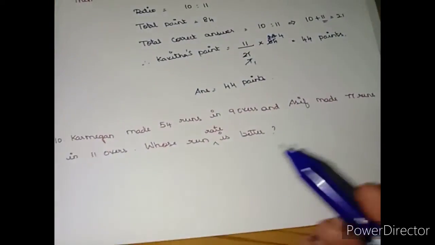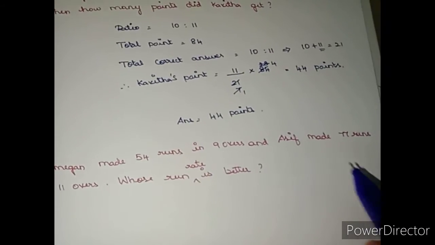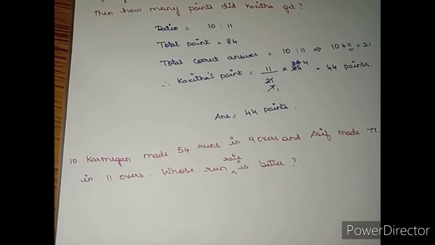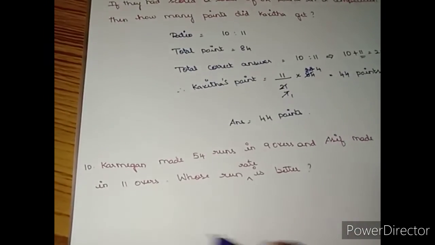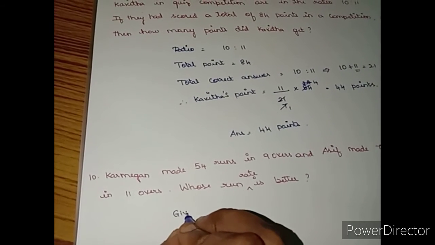See the next question. Carmegam made 54 runs in 9 overs and Asif made 77 runs in 11 overs. Whose run rate is better? So what is run rate? It is nothing but runs they have scored in an over. First we are going to find, so what is given here?